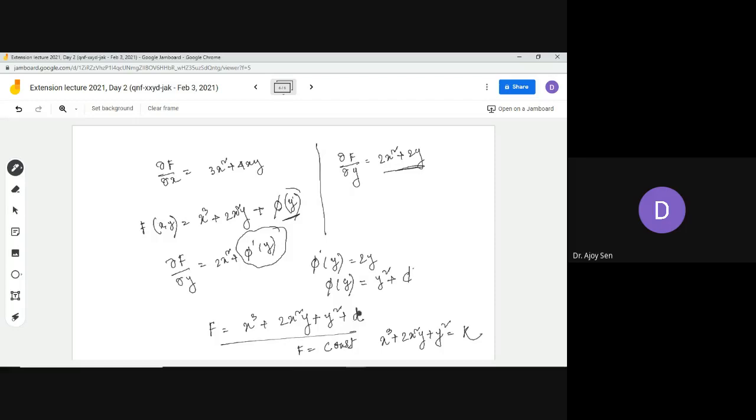You just remove this d to the right hand side, and this constant and this constant, they add or subtract anyway, and we become another new constant, we denote it as k. So in this manner you can solve this kind of equation.